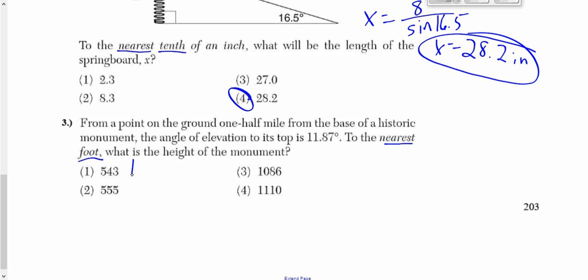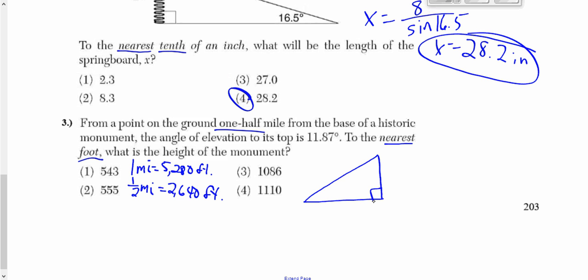So if I say 1 mile equals 5,280 feet, but this is half a mile. So what's half a mile equal? 2,640 feet. Now we can draw and label a diagram that's useful. Does that make sense? How many feet in a mile, everybody? 5,280. Okay? So now you can draw a picture. Bless you. Angle of elevation. So this is 11.87 degrees there, right?